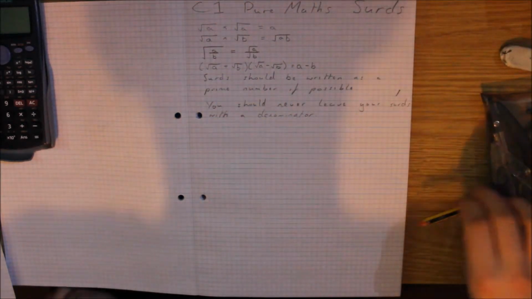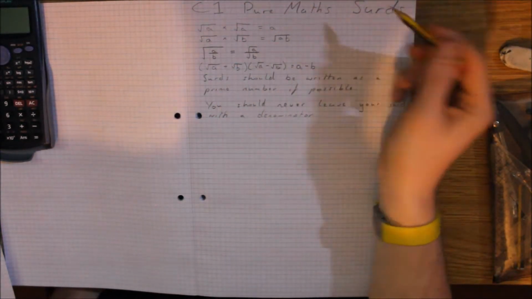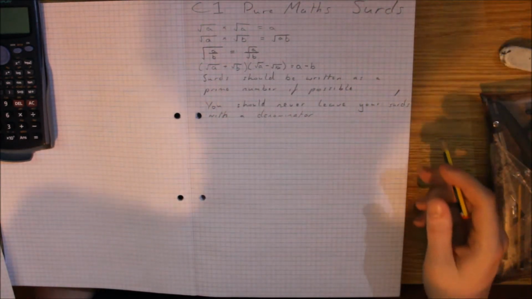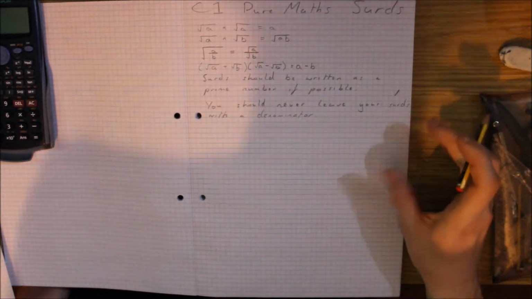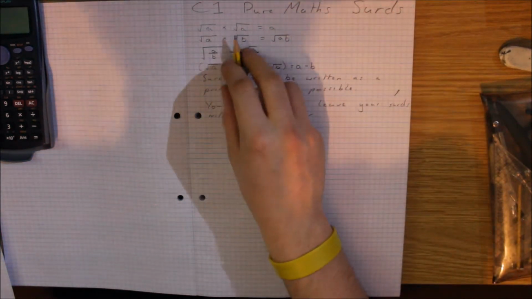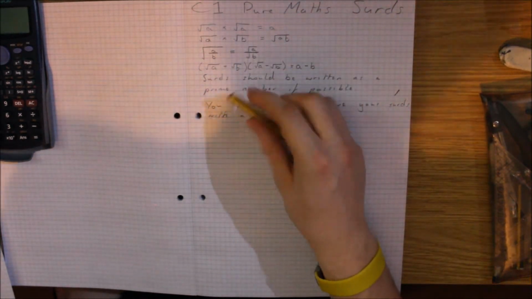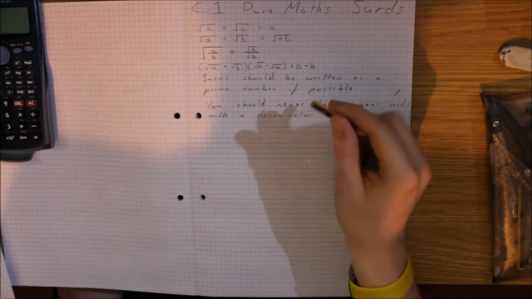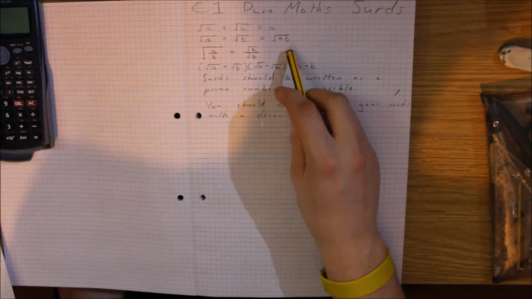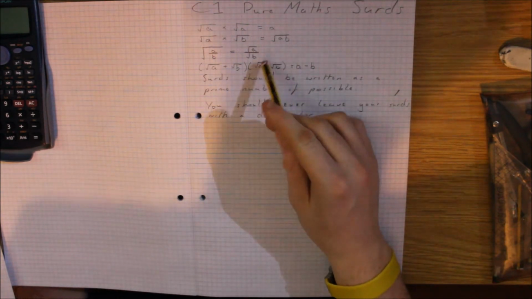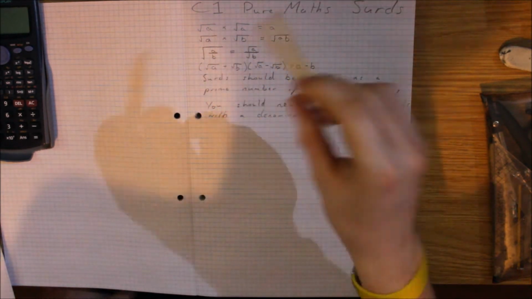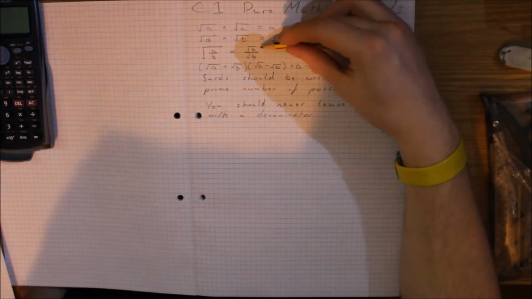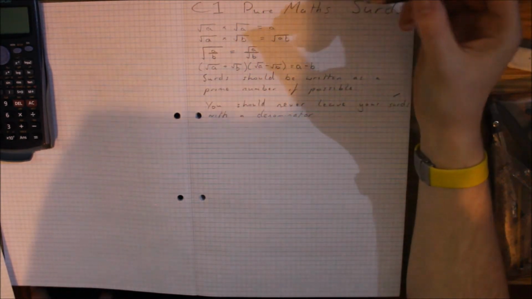Okay, this video is based on C1 pure maths, and more specifically surds. In surds there are certain rules which must be remembered: root A times root A will equal A. Another thing to remember is root A times root B will equal root AB. And the root of A divided by B can also be written as root A over root B.